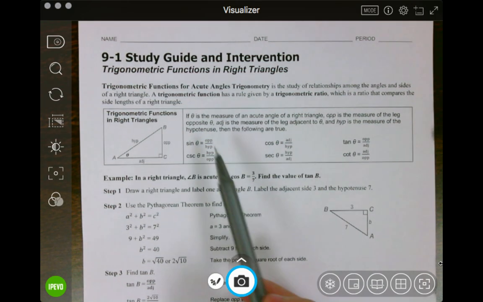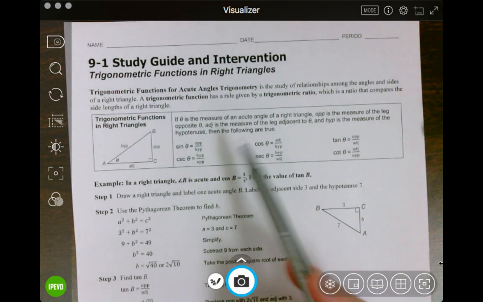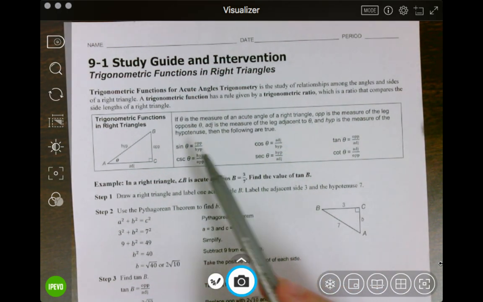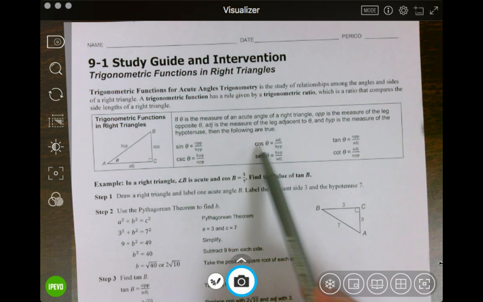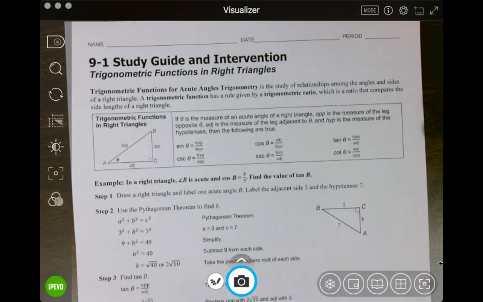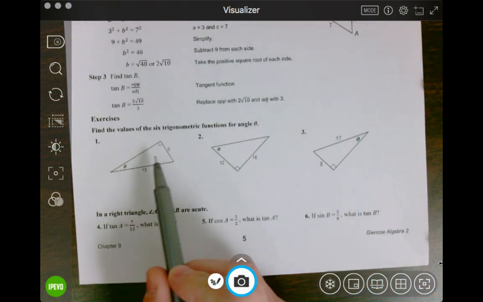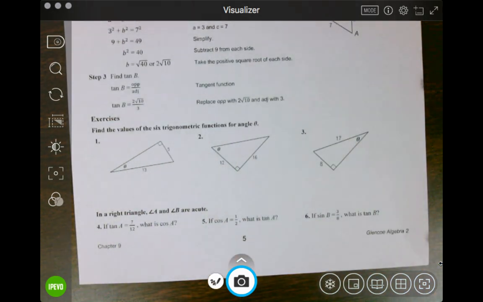Trig functions, we should have all of this in some of our notes, like 1.3 maybe. And these are your main three. And these are the reciprocals that go with it. So I'm just going to jump down to here. It says find the values of the 6 trig functions for angle theta. I'm just going to do one of these because we did do these before.